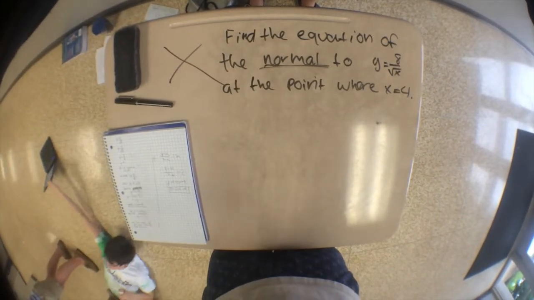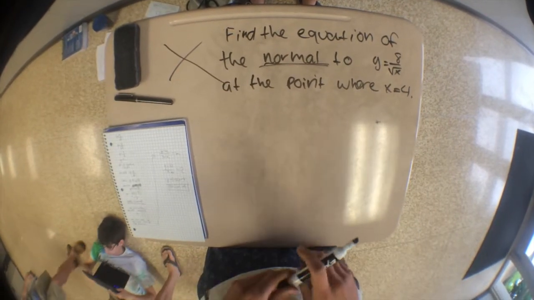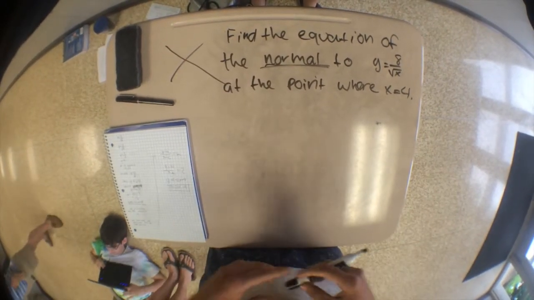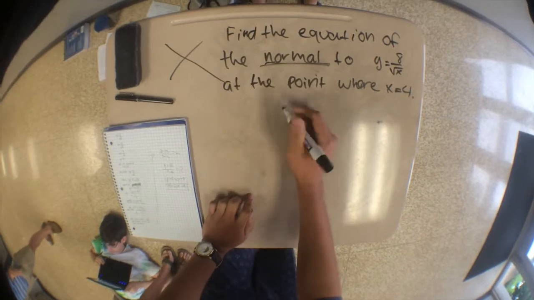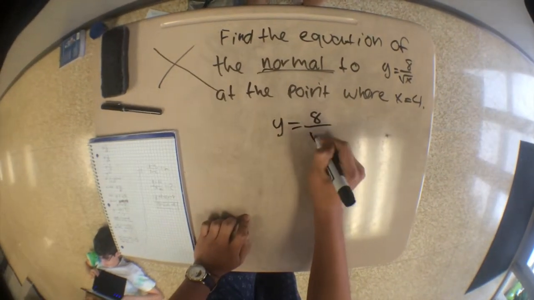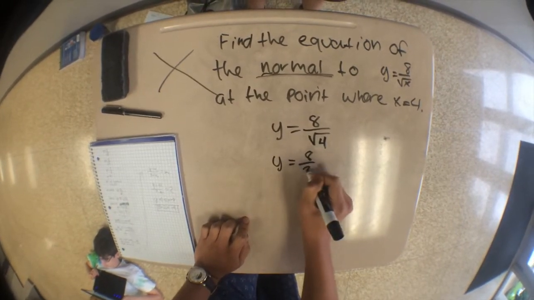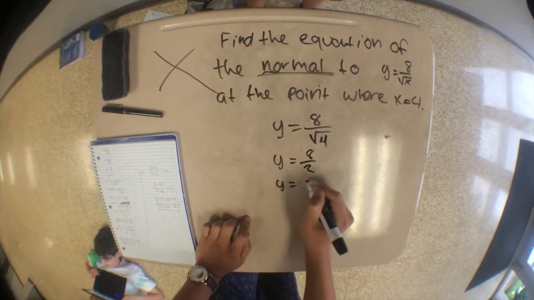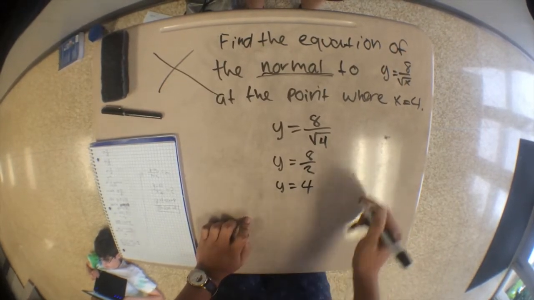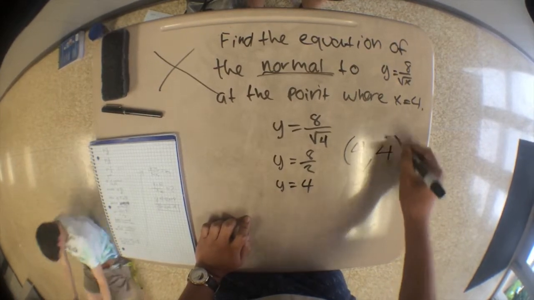Alright, so like in the last problem, our first step is going to be to plug our x value into the x in the equation. So that's going to make it y equals 8 over square root of 4, which condenses down to 8 over 2, which is just 4. Alright, so our y is 4, which means that our point of contact is x value 4, y value 4.